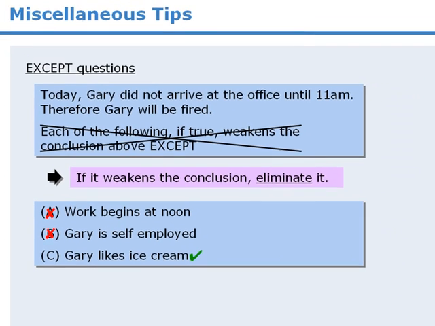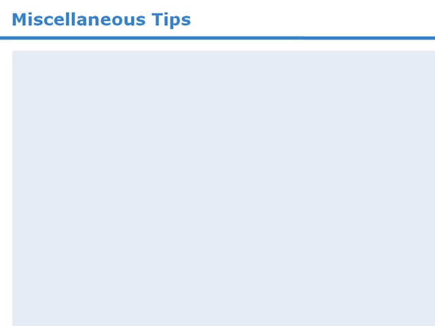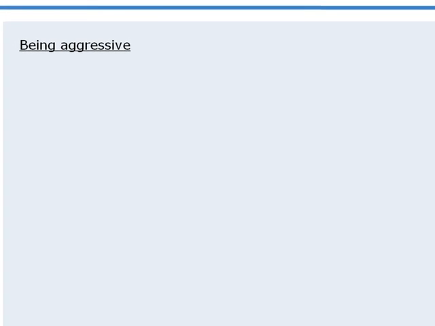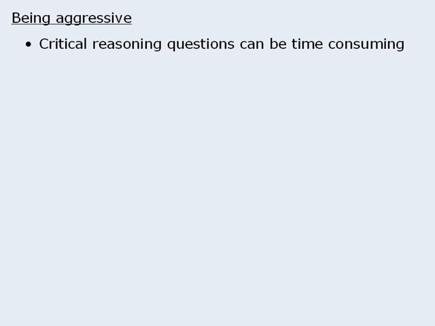Okay, so that's the strategy for handling except questions. The last topic of discussion has to do with being aggressive. Now, as you may already know, critical reasoning questions can be very time-consuming. The passages can be quite long, and the answer choices are often confusing. So even under the best conditions, these questions are not easy to answer in under 2 minutes. And given the adaptive nature of the GMAT, you will soon see questions that are out of your comfort range.